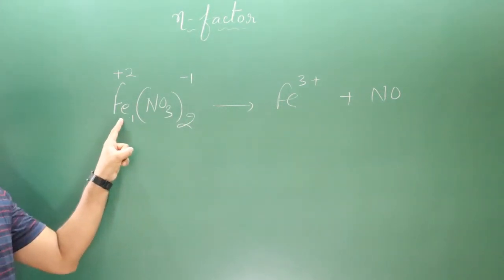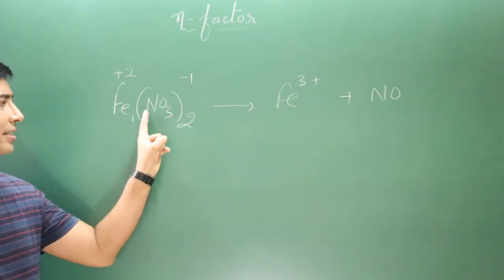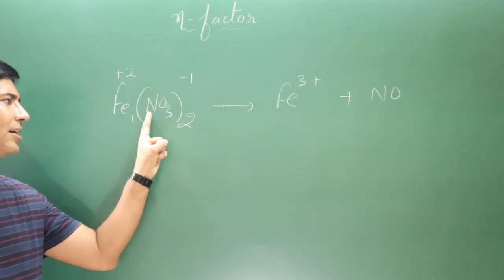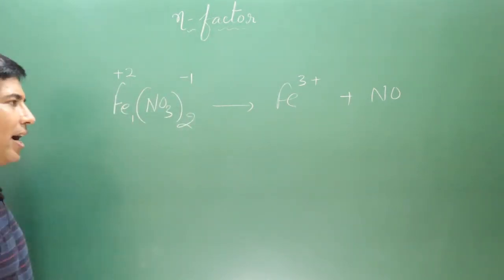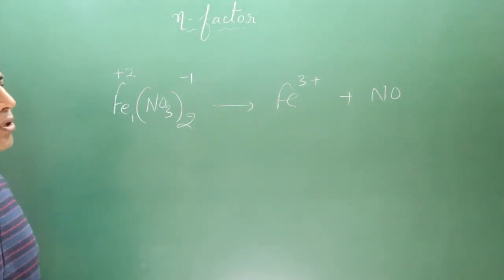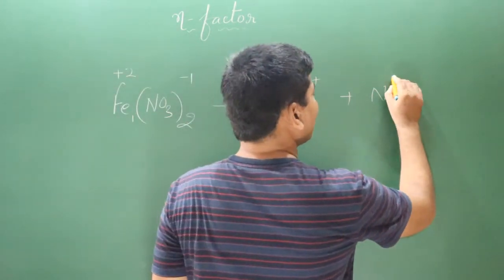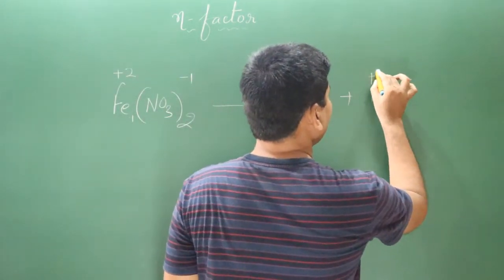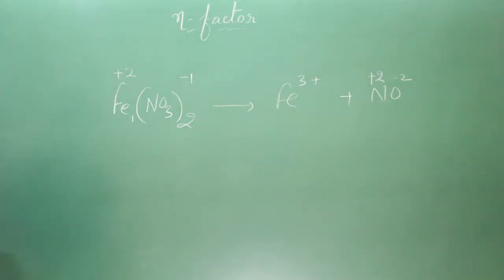So Fe has +2 charge, and NO3 is a polyatomic ion, the nitrate ion, which has -1 charge. On the other side it is a monoatomic ion, and the charge of a monoatomic ion is equal to its oxidation number. Then we have NO: oxygen is -2, so nitrogen will obviously be +2. Very simple concept.